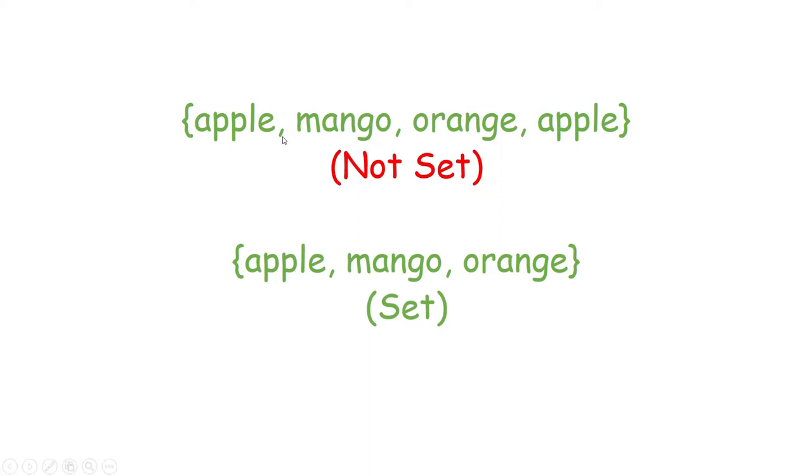Why is this not a set? Because it includes apple two times. Here one apple is this and the second apple is this. So it is not a set because a set includes distinct objects. This one is a set because it has three elements and each element is different from the other.